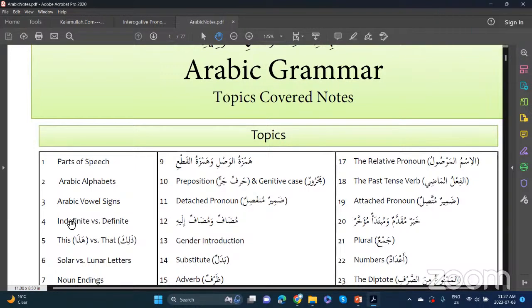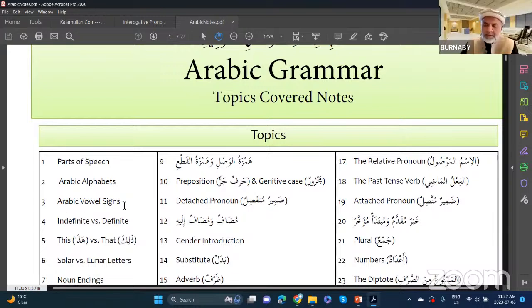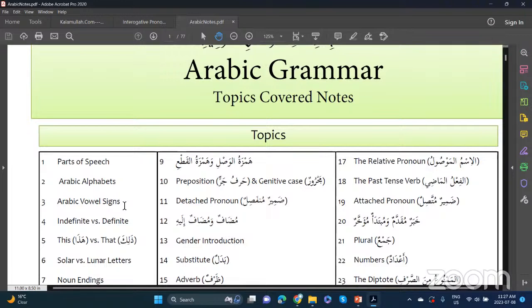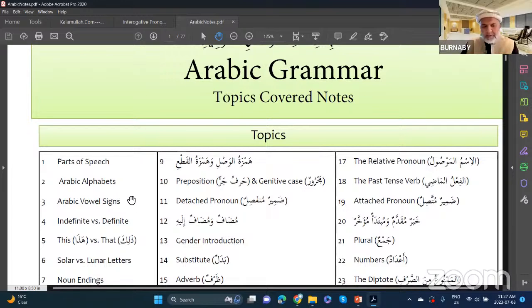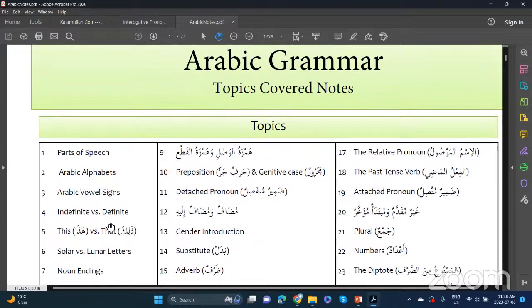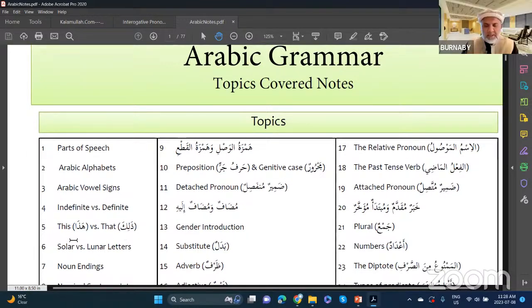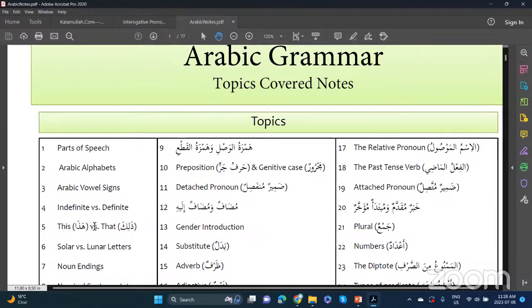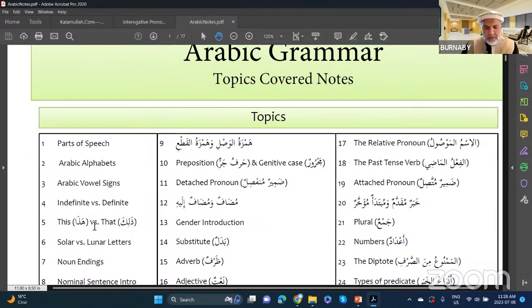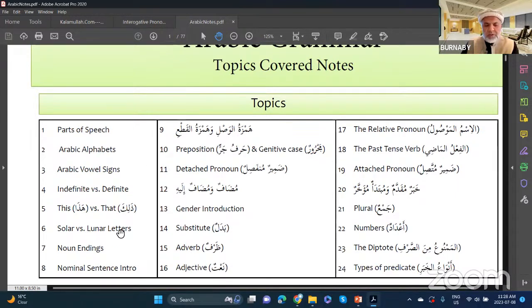Okay. Do we know the vowel signs? The un, in? Yes. Right? Vowel sign is the un, in, right? Yes. Do we know indefinite and definite? Marifa? Yes. Okay. Do we know zalika and haza? The difference between zalika and haza? Yes. Haza is near, zalika is far. Yes, isme ishara, right? Solar versus lunar letters, Shamsiya or Kamariya.